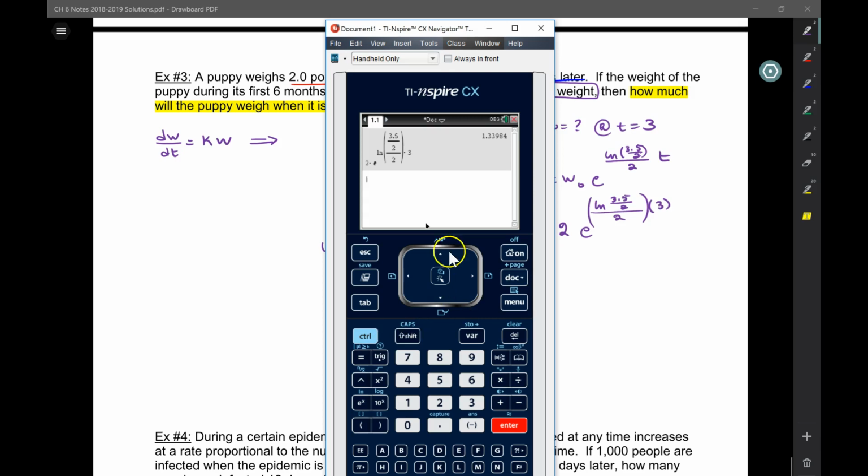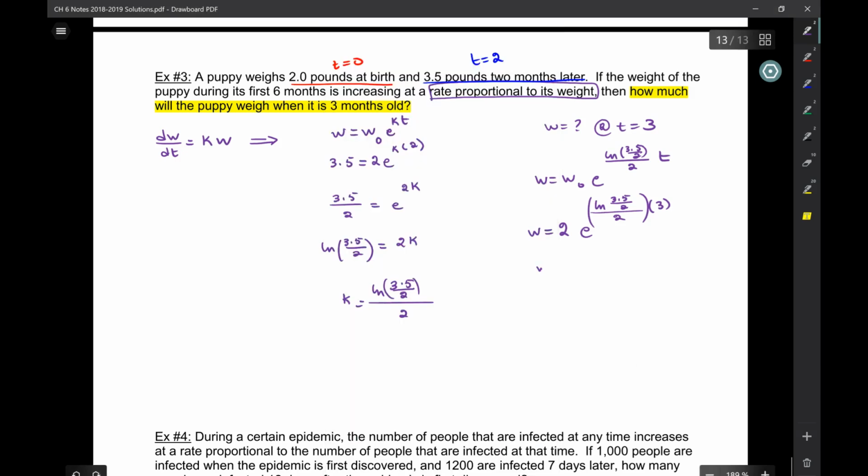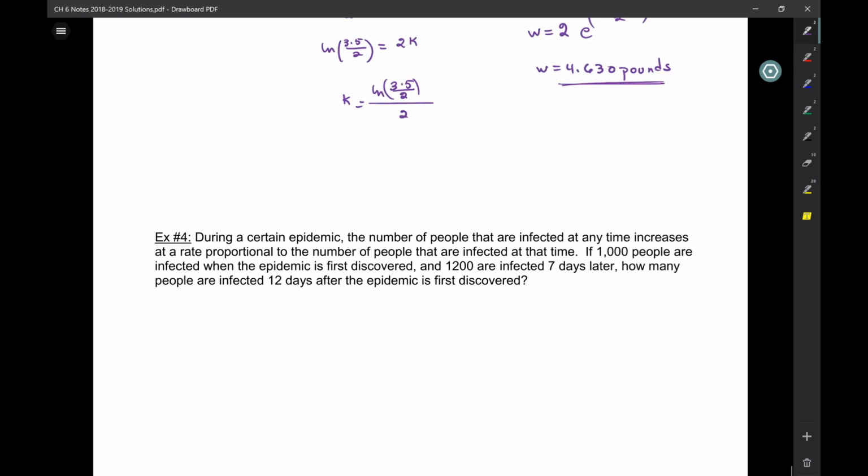Okay, so that's awesome, right? 4.63 pounds. So you would have recognized that if it was already 2 pounds at birth, then at 3 months, 1.3 would not have been correct. So W is 4.630 pounds. You want that 0 there? 3 decimal places, so yes, even if it's a 0. Now, don't leave units out.